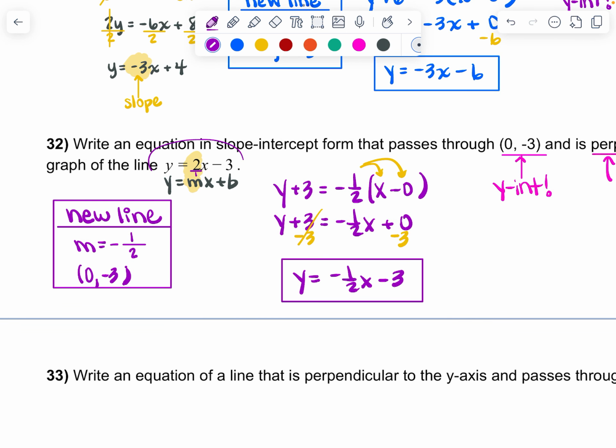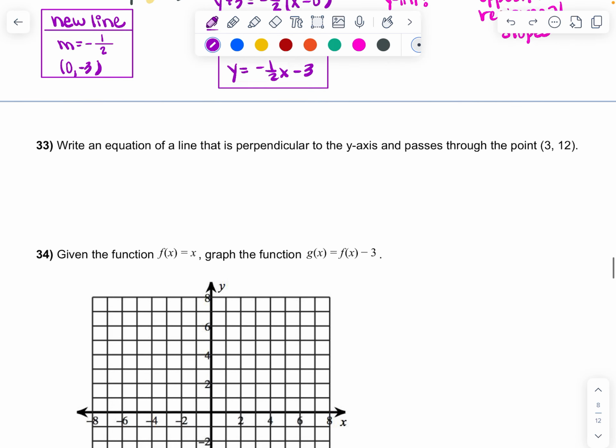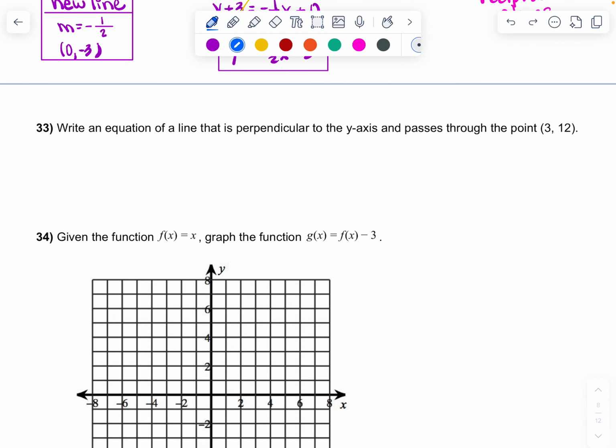And feel free to use that Desmos, right? Type in this original function, type in your new one, go look if it's perpendicular. If you get the wrong slope, then you're going to realize it pretty quickly if you use Desmos to check your math. All right, just a few more to go.